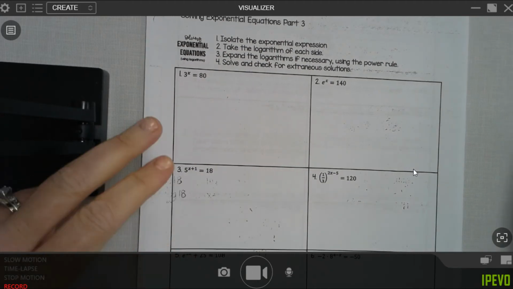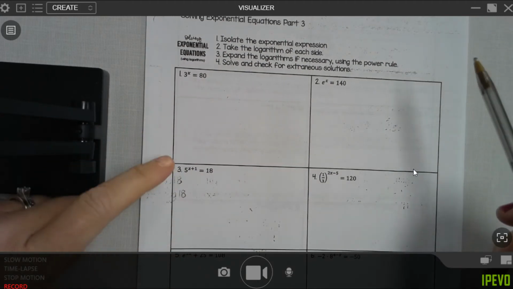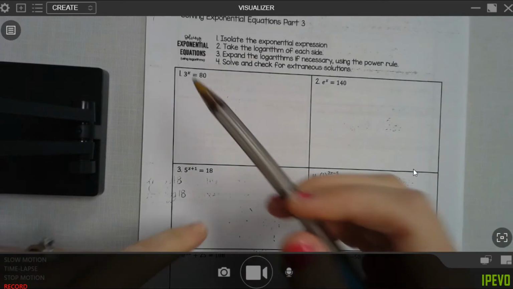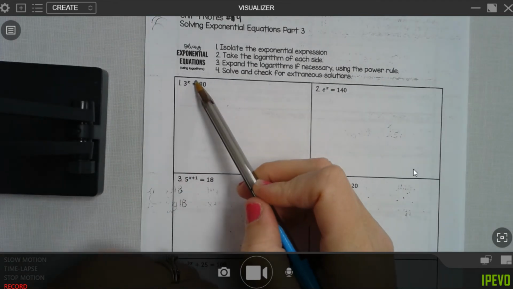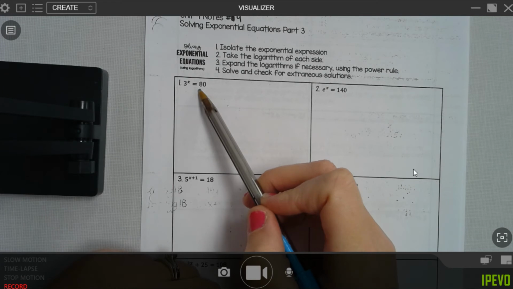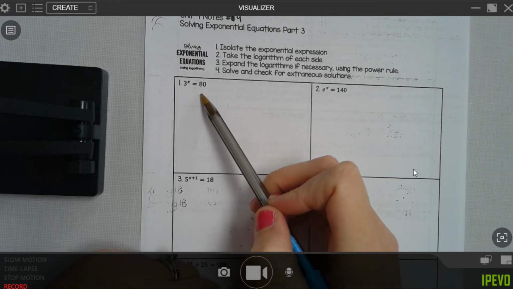All right. So in order to solve this, this is solving equations part 3. So this is 4.9 notes. What you want to do is make sure that whatever has the exponent on it is by itself already. When the exponent's already by itself, then you can log or natural log both sides.